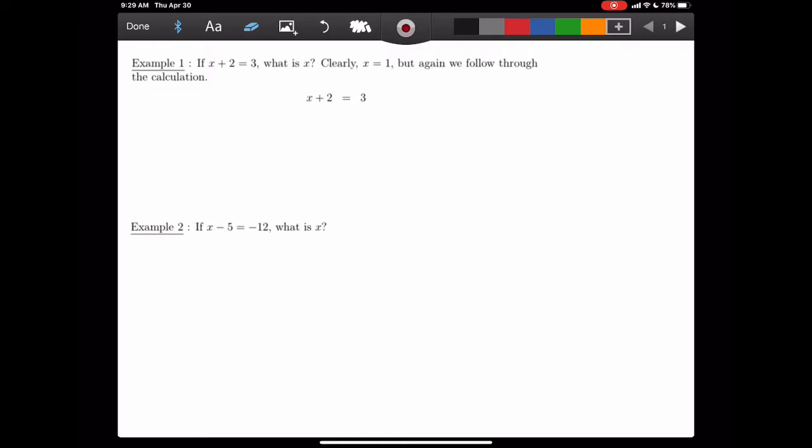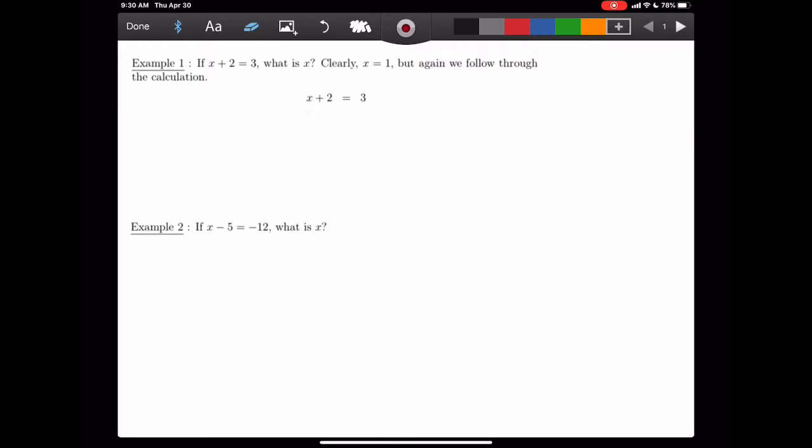Okay, in this video, we will be reviewing how to solve equations algebraically. Let's jump right in. If you look at this first example, it says if x plus 2 equals 3, what is x? Well, clearly we can see that it's 1 because this is a pretty simple one. If I put 1 there, 1 plus 2 equals 3.